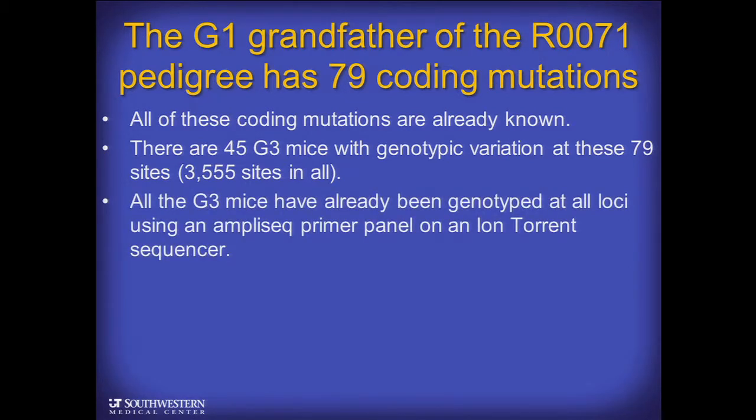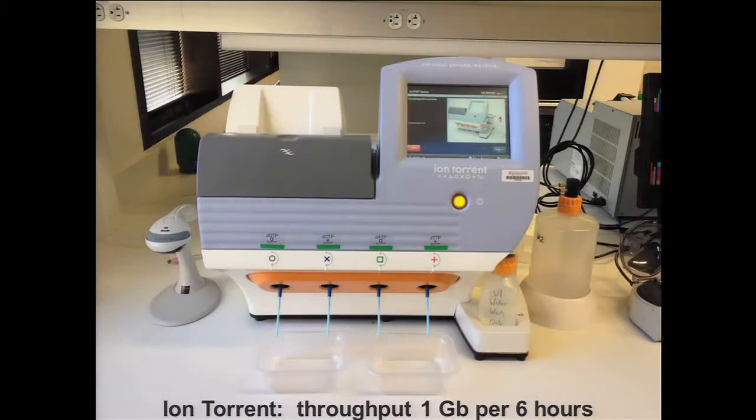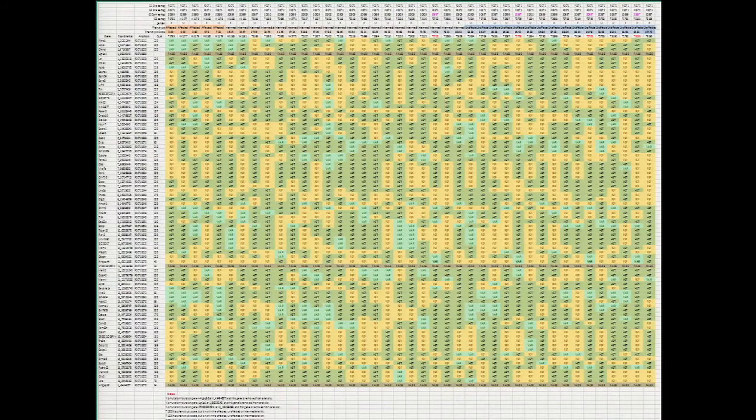All of the G3 mice were genotyped using a new technology called the ion torrent sequencer. And this is how that machine works. It's very much smaller. It's a benchtop instrument. It has a throughput of about 1 gig of sequence every 6 hours, and then has to be recharged. And typically we would run the pedigree on this machine. We would genotype all of the mice at all of those sites using a multiplex PCR assay. And the data, when slightly processed, would come back to us like this. This is an Excel file, and it's color-coded.